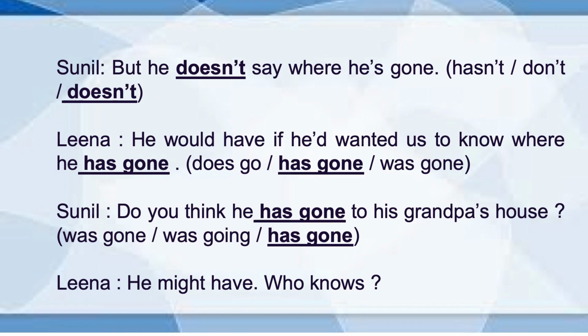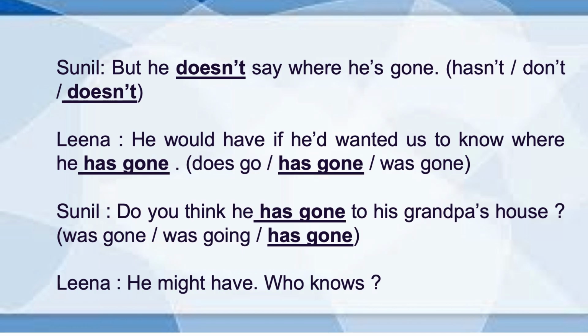So, now what does Sunil say in this particular slide? But he dash say where he is gone. Hasn't, don't, doesn't are the options. So, what will be the correct answer? He doesn't say where he is gone. Now, again what does Leena say? He would have if he wanted us to know where he dash. Where he has gone will be the correct option from amongst does go and was gone. Has gone will be the correct option.